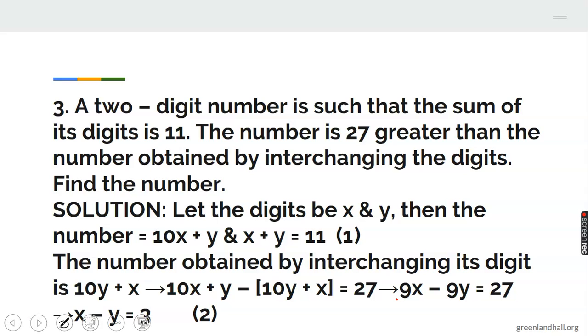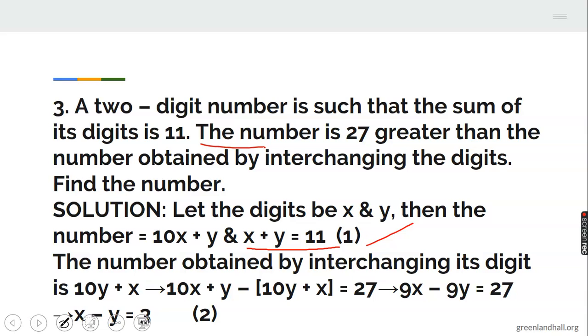Now this is another one. A two-digit number is such that the sum is 11. So when I add the digits together, I will get 11. Let it be x and y. So that's how I got equation 1. Now to get equation 2, you have to go to the second sentence: the number is 27 greater than the number obtained by interchanging the digits.